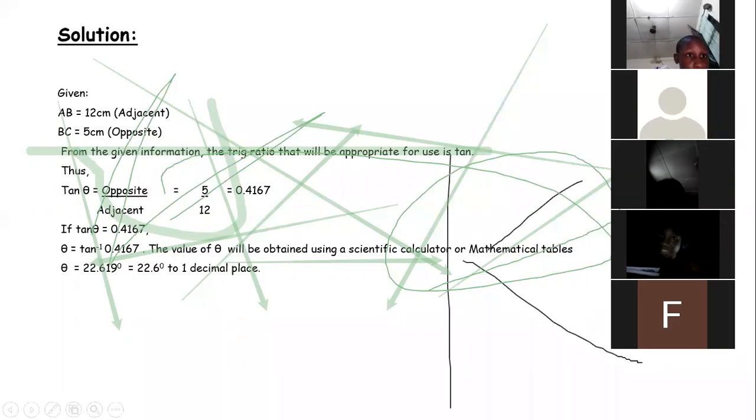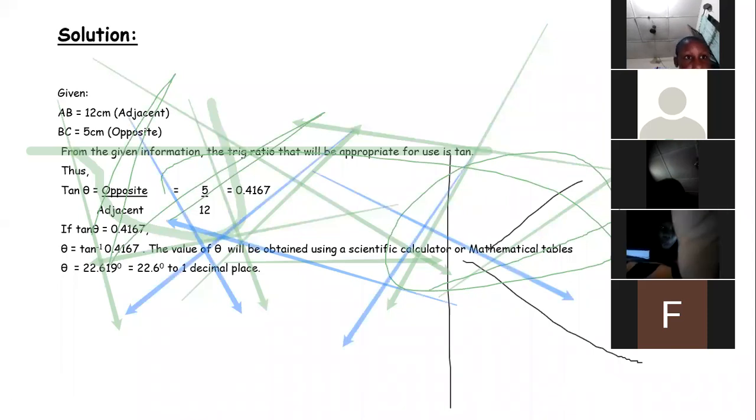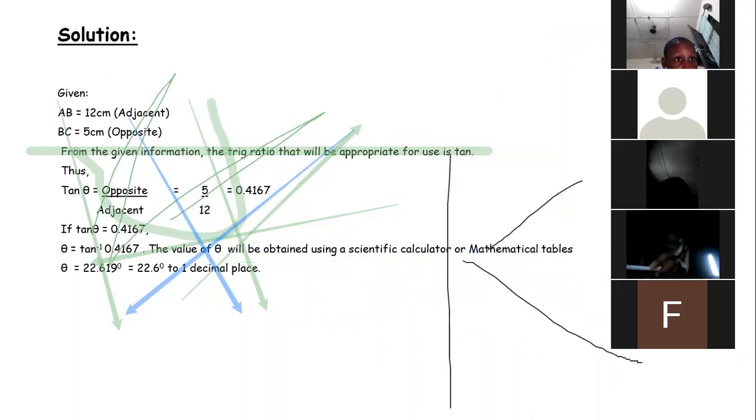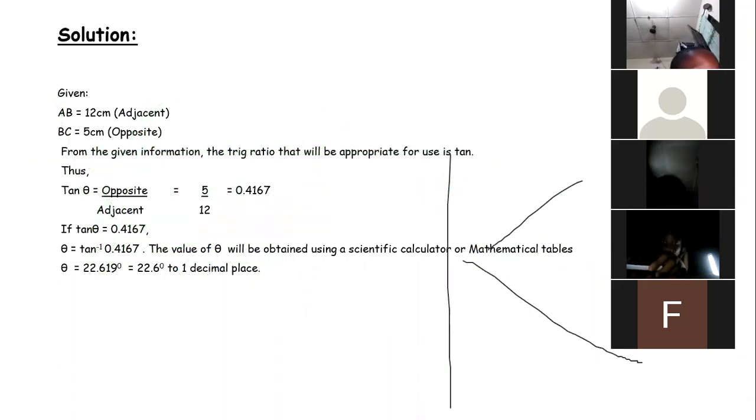Now, I said that we were given 5 as our opposite, and we were given 12 as our adjacent. So tan is equal to opposite over adjacent, which equals 5 over 12. So tan theta is equal to opposite over adjacent, which is 5 over 12. And if you use your calculator to divide 5 by 12, you will get 0.4167. I want to assume that is clearer now.